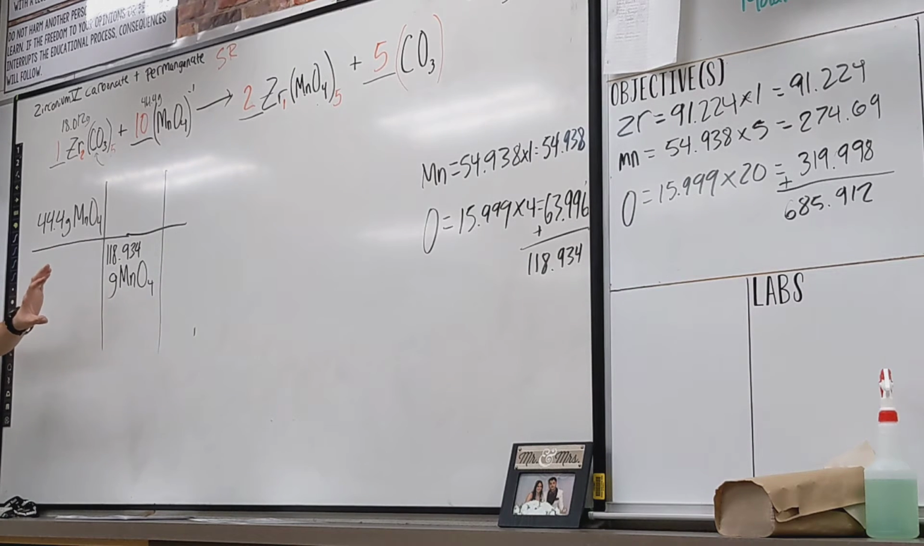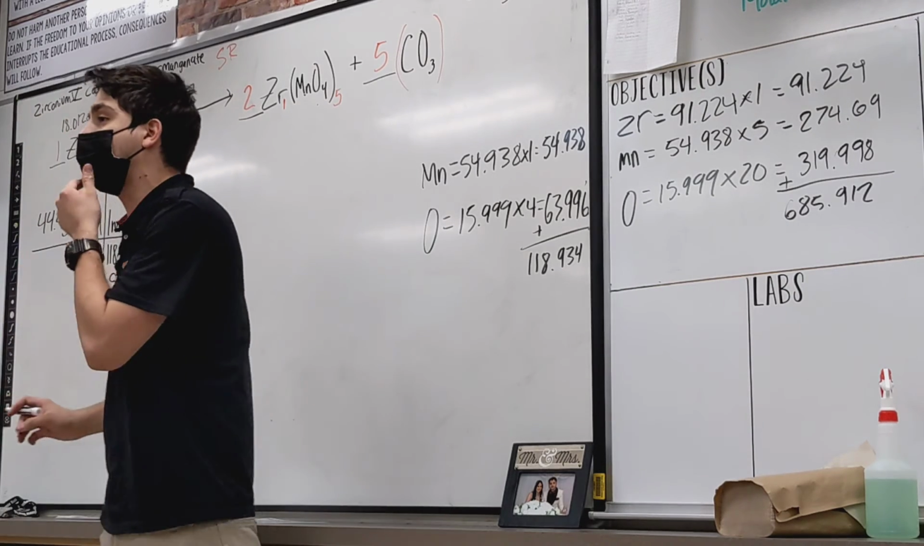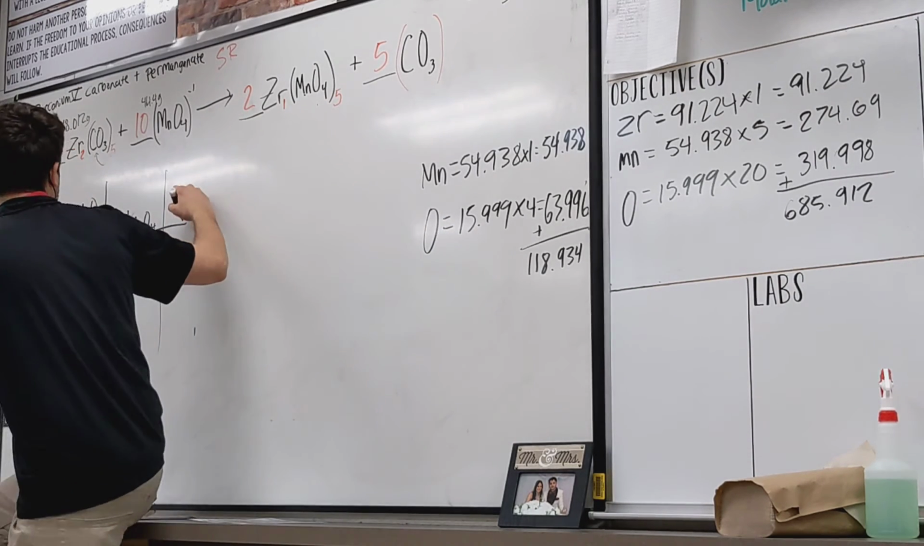All right, so basically what we're saying is that 1 mole of MnO4 is equal to 118 grams of MnO4. It's basically saying that this many molecules of MnO4 weighs exactly 118.934 grams of MnO4. All right, so what?